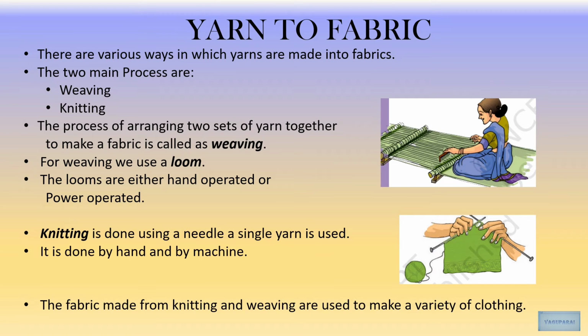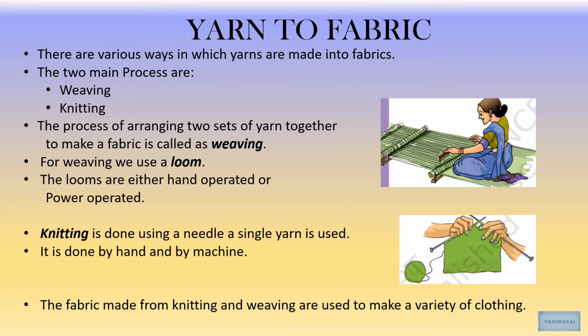We learn about the story of yarn to fabric. How is the yarn converted to a fabric? There are two ways in which the yarn is made into fabric. One process is called weaving, the other one knitting. The process of arranging two sets of yarn together is called weaving. Weaving could be done using a loom. The looms are either hand operated or power operated.